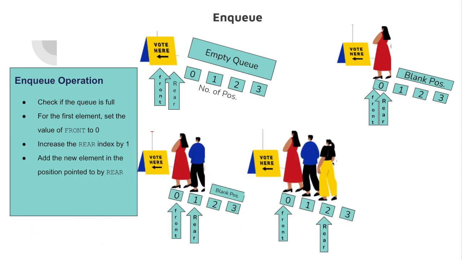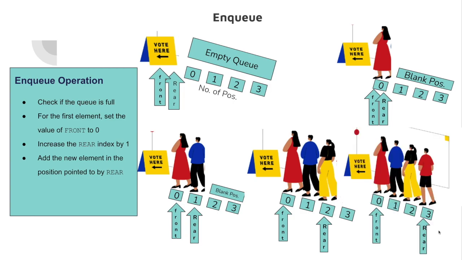Now one more lady has come up, and here you will see front is already set because for the first element we set the value to 0. Increase the rear index by 1 whenever we get a new element into the array, or a new user to vote. Now we have increased our rear to 3. This is the last position we can entertain. Front is at 0 and rear is at 3. Now we cannot insert elements, because when we check, the queue is already full. So I hope you got the idea of what enqueue is.